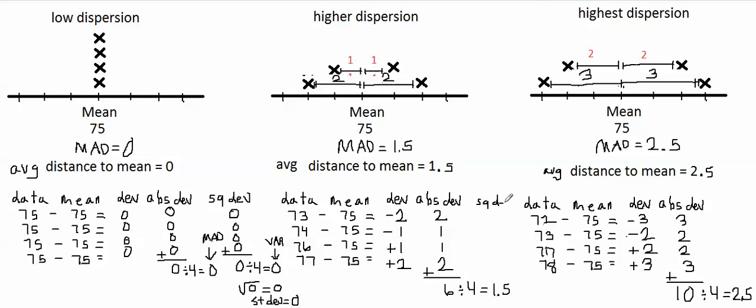-2 times -2 comes out to 4. -1 times -1 is 1. Whenever you multiply a negative number by a negative number, you get a positive answer, because the negatives cancel out. 1 times 1 is 1, and 2 times 2 is 4.